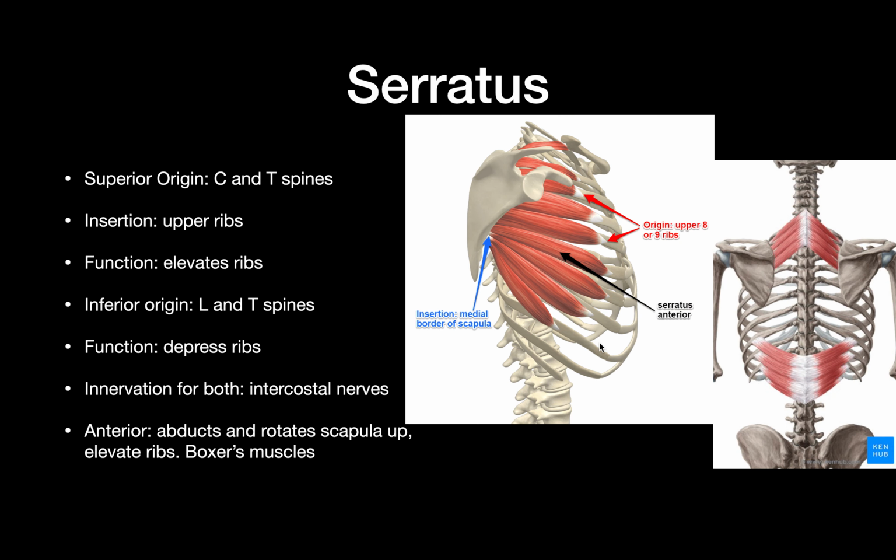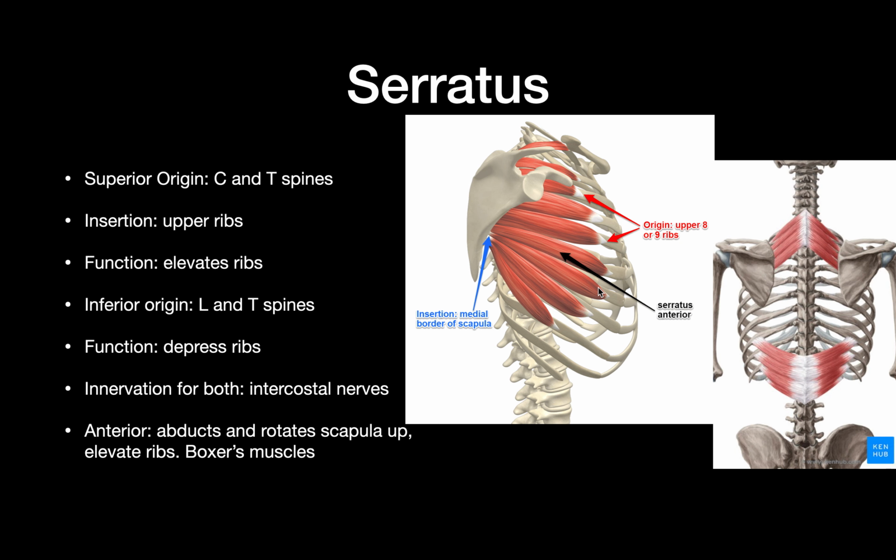The serratus, let's tackle the posterior serratus first. So this is the superior one, originating from the cervical and thoracic spines, and it will insert into the upper ribs to elevate them. And the inferior one originates from the lumbar and lower thoracic spines, and it also inserts into the lower ribs, and they work to depress the ribs, and both of them are innervated by the intercostal nerves.